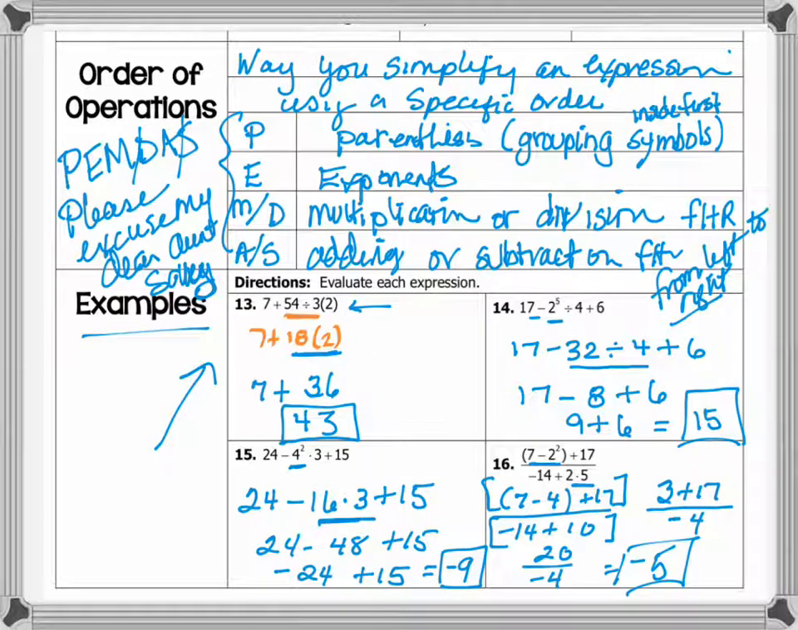Please excuse my dear Aunt Sally. Please, P, excuse, E, my dear, multiplication, division, and Aunt Sally, A-S. Now remember though, the flitter, that multiplication, division, and addition, subtraction are from left to right. Sorry, I meant to say that and forgot. Just started writing on problems.